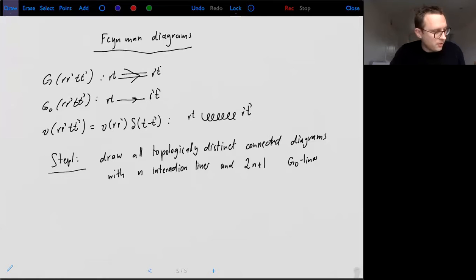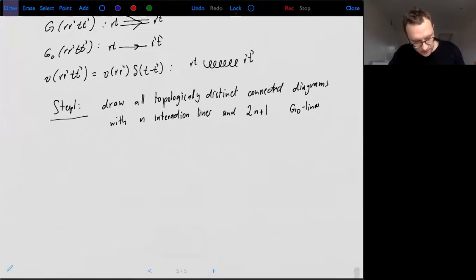Right. So let me show you an example. So we want to represent the interacting Green's function, right, like that. Now, again, I'll draw from R,T to R prime, T prime, and of course, without interactions, the interacting Green's function is the same as the non-interacting one, right? So that's not a surprise. And now I want to draw. So this is basically the case where I have 0 interaction lines and 1 G0 line.